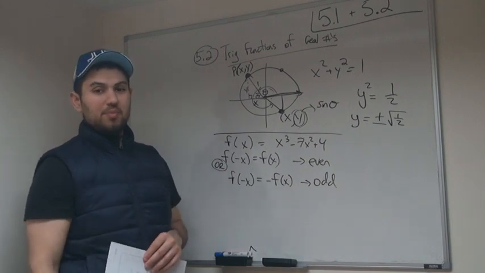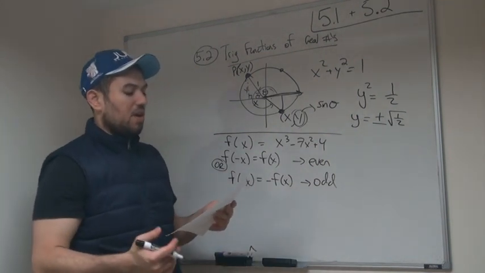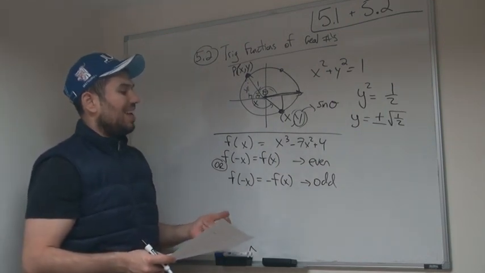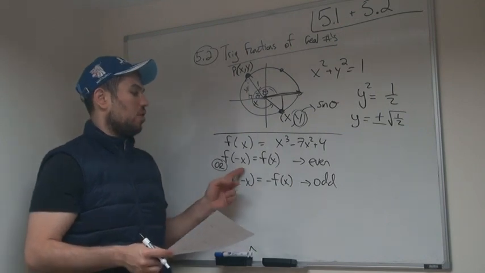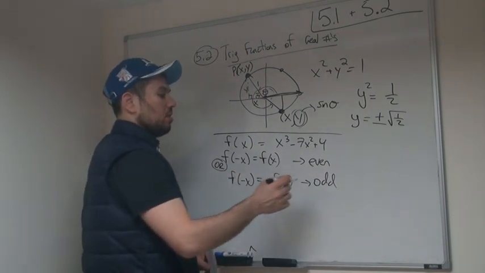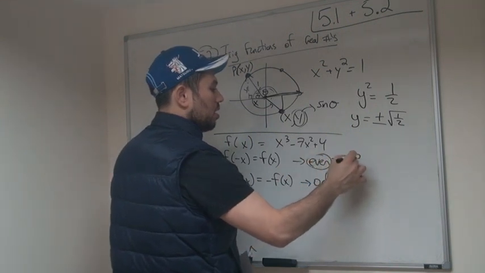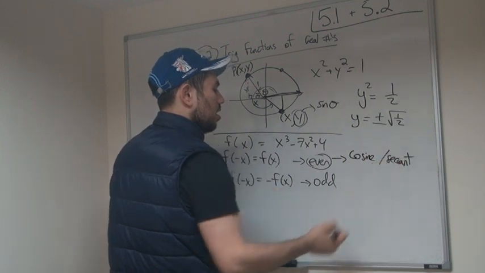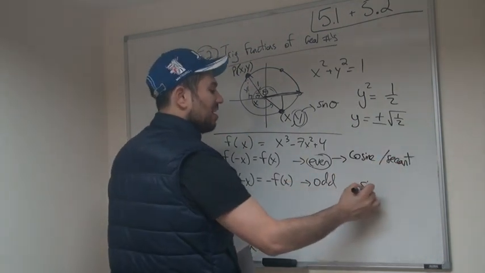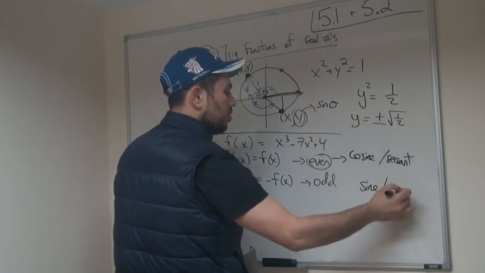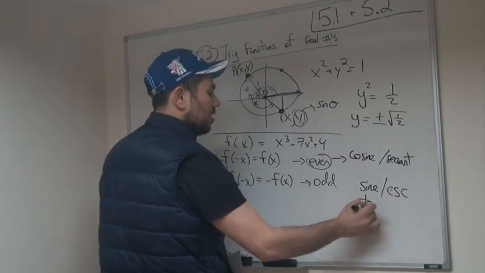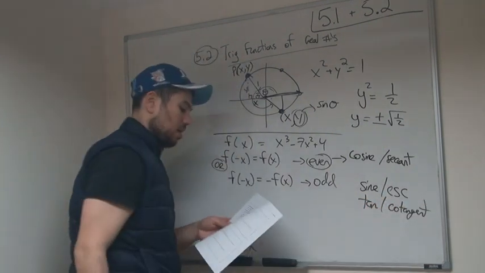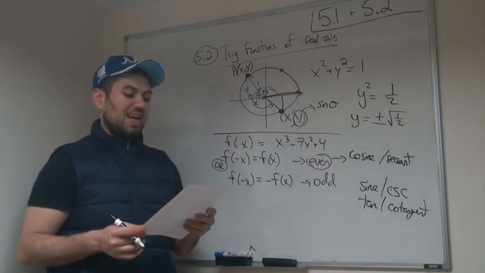Same thing in trig, my people. There are even or odd functions within the trig world. Cosine and its reciprocal function, secant, are the only even trig functions. For odd functions, we have sine and its reciprocal function cosecant, and tan and cotangent. And I'll work out a problem for what exactly this means.